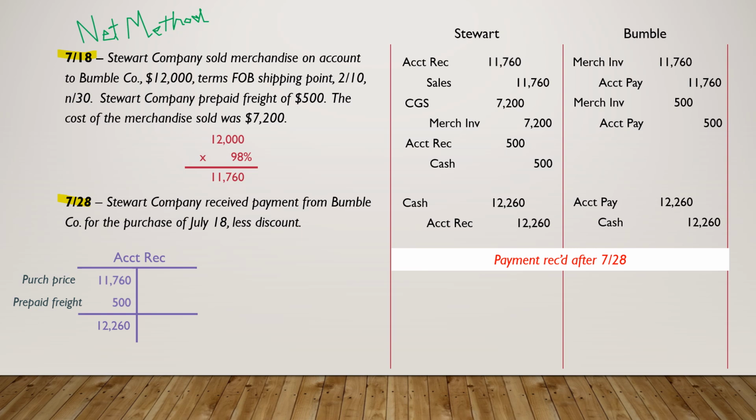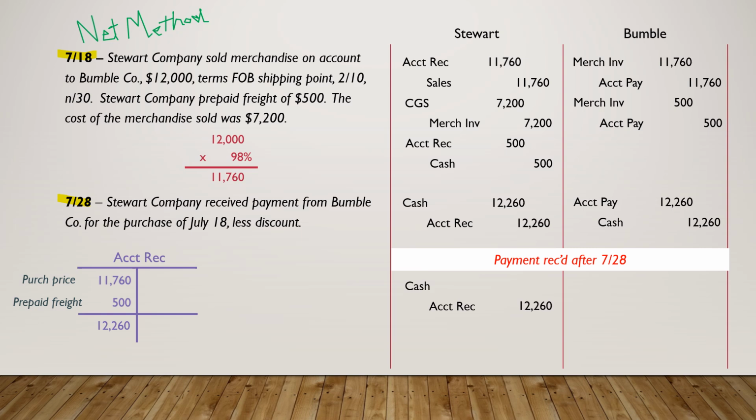What if Bumble didn't pay until after July 28th? Stewart would still debit cash and credit AR. AR will still be credited for $12,260. One can only credit accounts receivable for the amount debited into it. However, the cash collected will be adjusted for that missed discount.